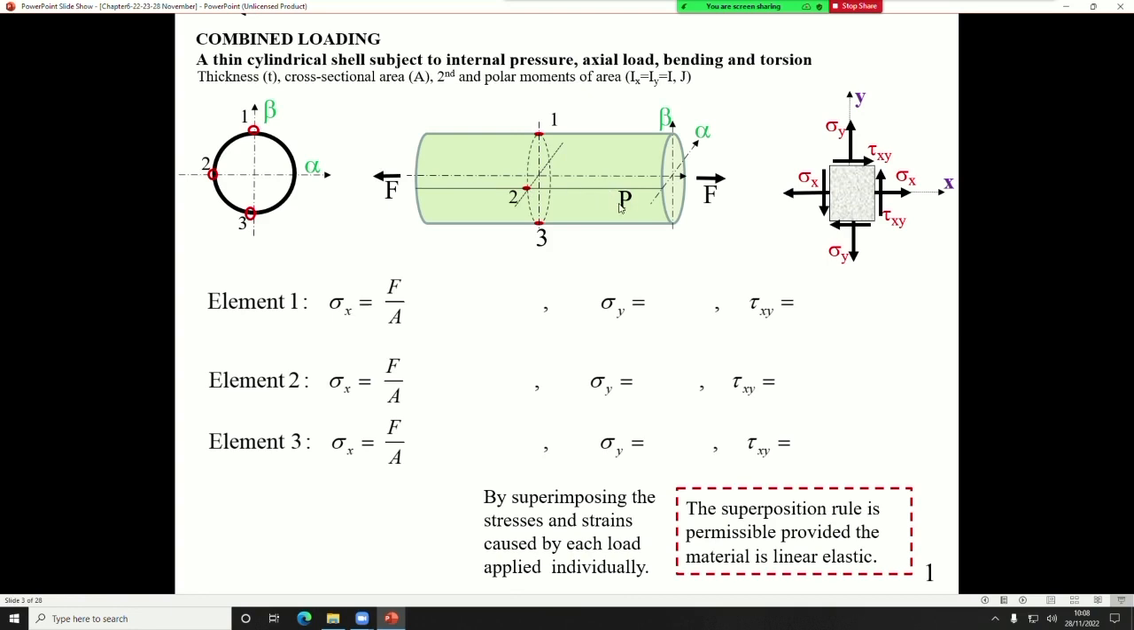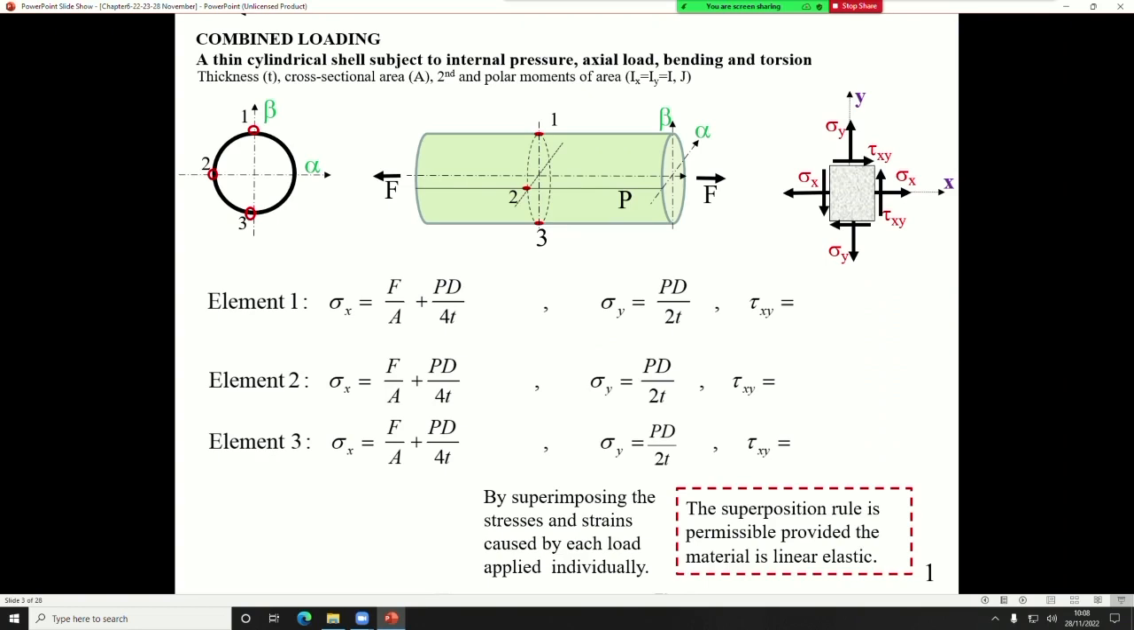So because of the internal pressure, we have PD over 2T applied at any point on the cylinder, not necessarily these three points. Any point, because the pressure is uniformly distributed, experiences the hoop stress of PD over 2T. As I said, theta and Y are in the same direction. And axial stress of PD over 4T. Because PD over 4T is in the same direction as F over A, we can add up these two. So that is the internal pressure.